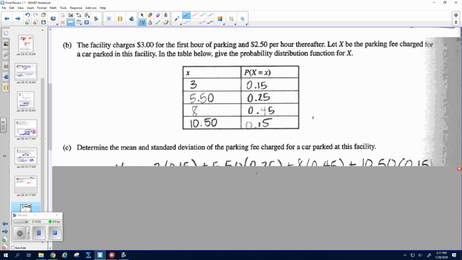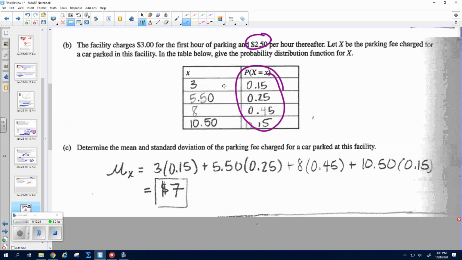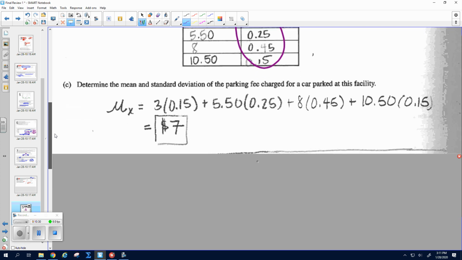All right, for this table, first you fill in the cost. It says X is the parking fee charged. So I want to first fill in my parking fee. For 1 hour, it's $3. And then you add $2.50 for the next hour, and you add $2.50 for the next hour, and you add $2.50 for the next hour. The probabilities stay the same as up top. So now we want the mean and standard deviation. Same thing for the mean, this times this, plus this times this, plus this times this, plus this times this. So our average cost is $7.